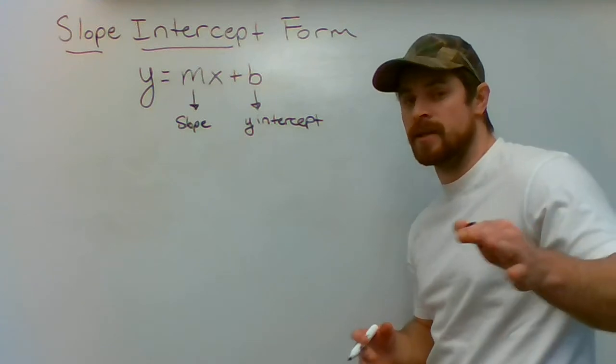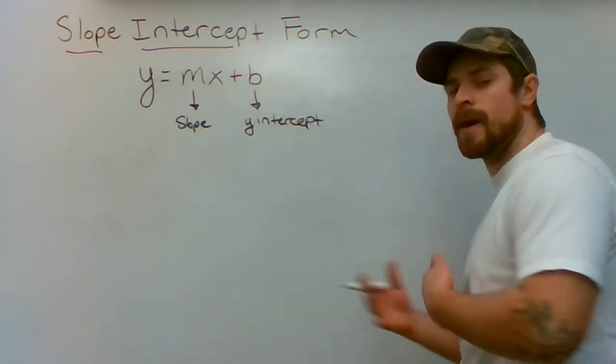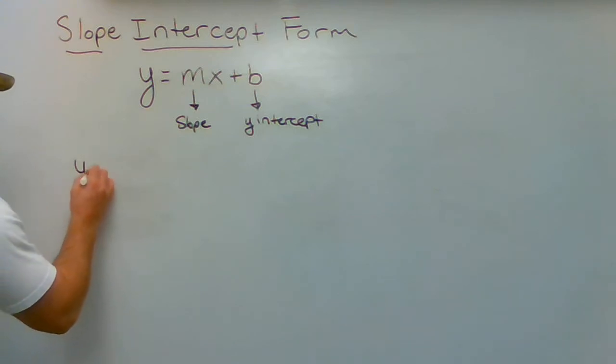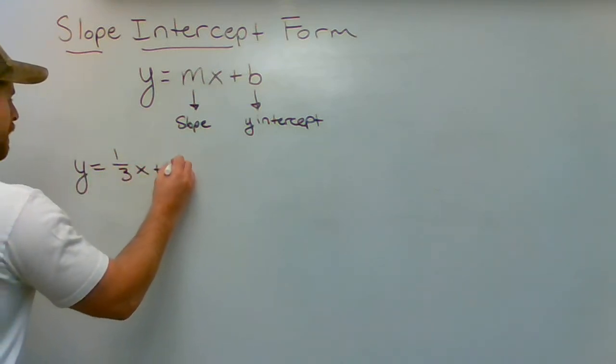That's for future videos. For now, you're just being asked, can you determine what the slope and the y-intercept is in an equation? So let's give you a couple of examples, and we'll have you work one out all on your own. y = 1/3 x + 5.